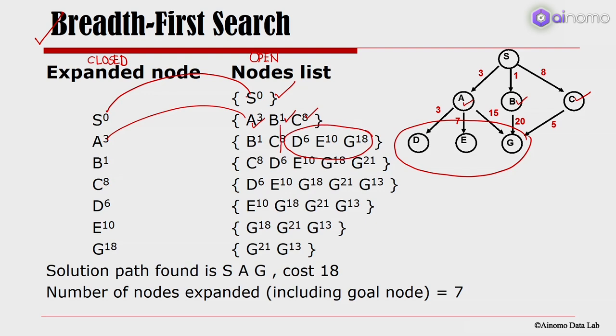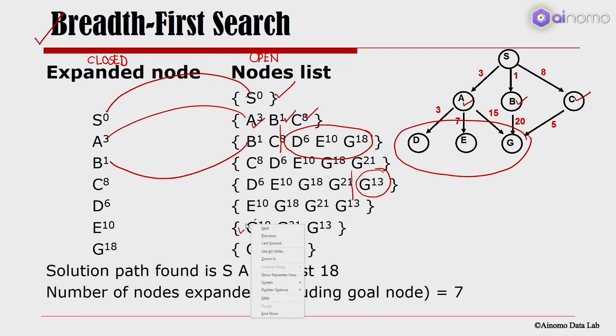And the next node that is taken up for expansion is B, and its successor, which is G, is added to the end of the list here. So on and so forth. So finally I have expanded E, and then the next node that I get is this G. So I have a solution because G is the goal node.